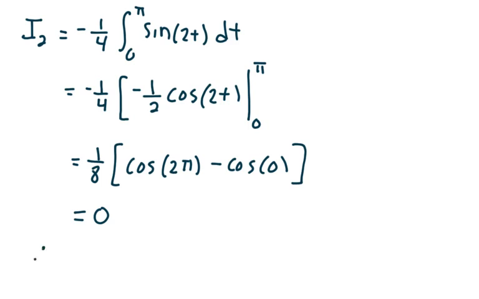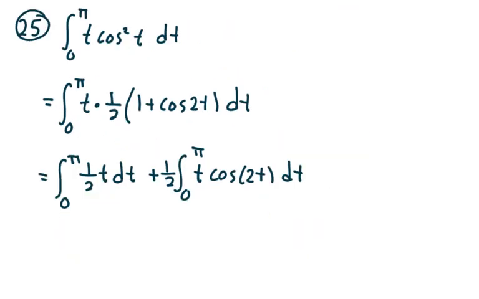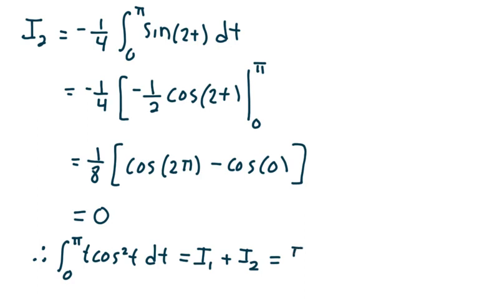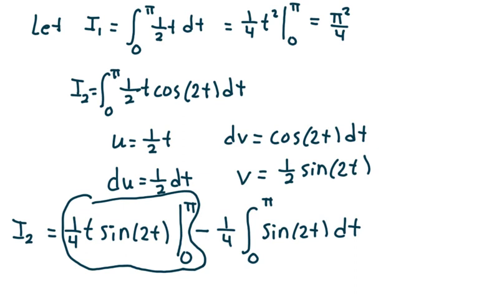And so, therefore, if we go back, the integral from 0 to pi of t cosine squared t dt is I sub 1 plus I sub 2. But that's equal to pi squared divided by 4, because if I'm not mistaken, we got 0 both times for I sub 2. That's how we do problem 25.